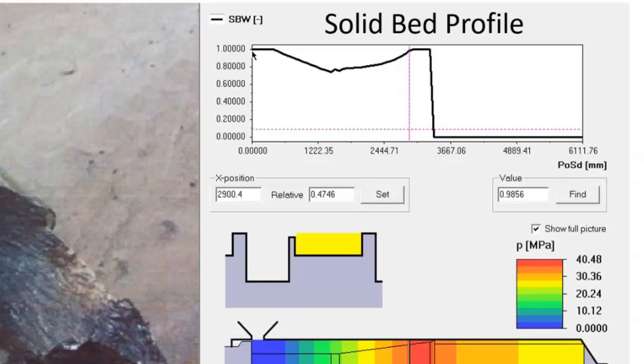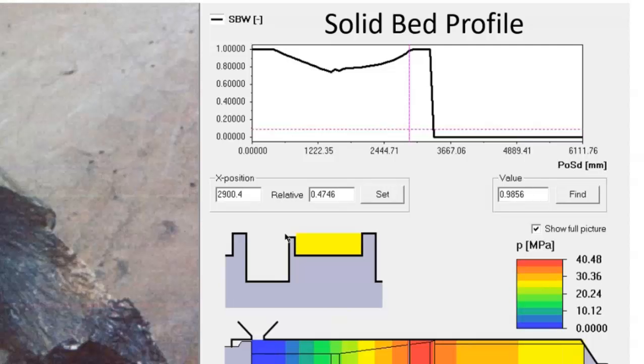Now, if we consider this screw, which has broken, and we look at the solid bed profile, we see the solid bed starts off at a value of 1. The channel is all solid material, and then it starts to gradually reduce along the screw length to some point where here it starts to then increase again. And this doesn't mean the material is re-solidifying. It means that there's a change in volume of the solids channel.